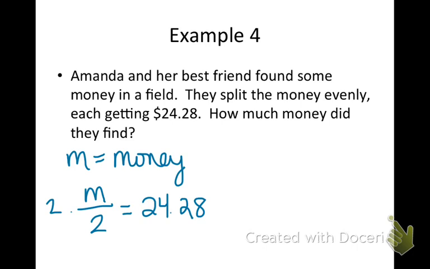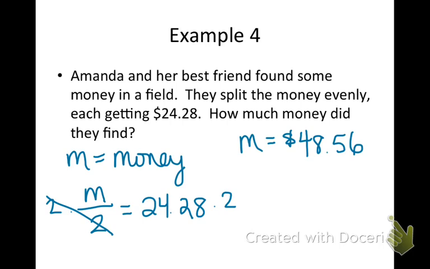So multiplying both sides by 2, this cancels. I'd like to see you showing that it cancels. M would be equal to 48.56, and again it's dollars. 48.56 for the dollars and cents.